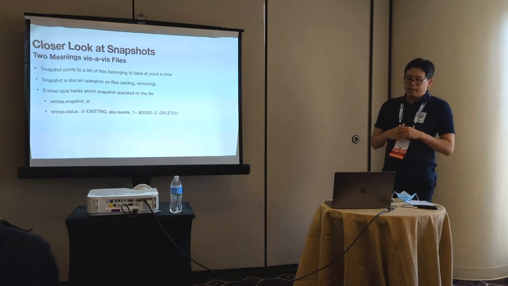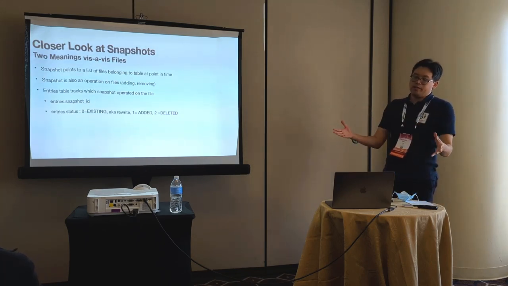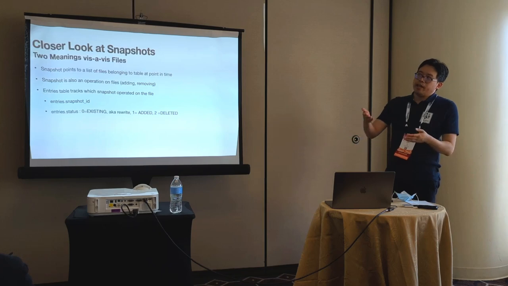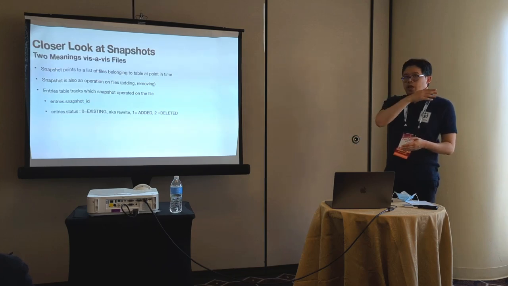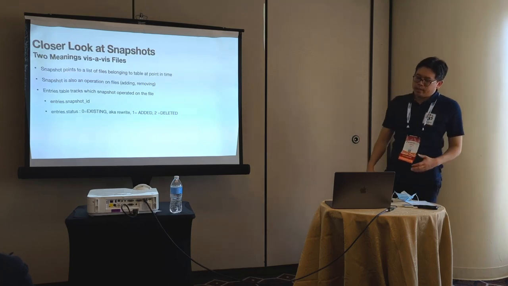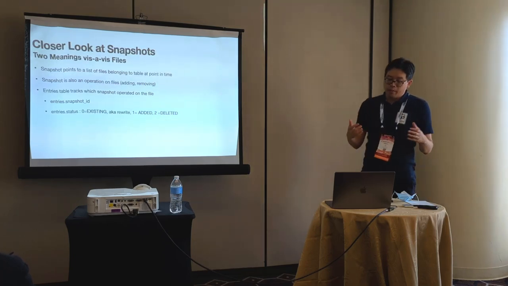The first, I guess, is what most people think of as a snapshot: the state of a table at some time, essentially a list of files at some time in Iceberg. If you remember, every commit makes a new snapshot file, and then you just follow that to find the state at that time. So that's the most useful or most common definition.